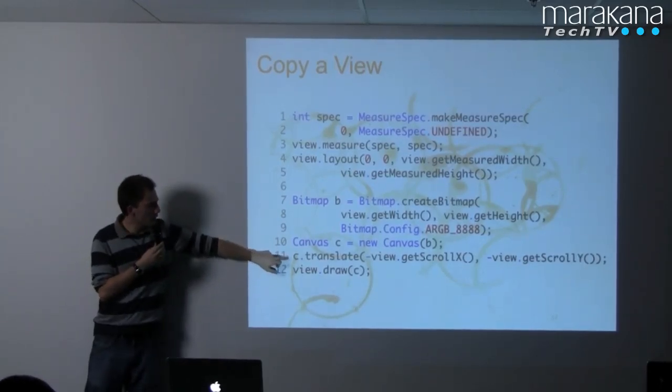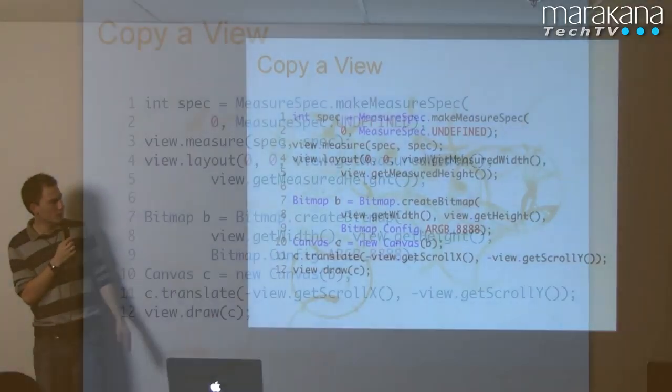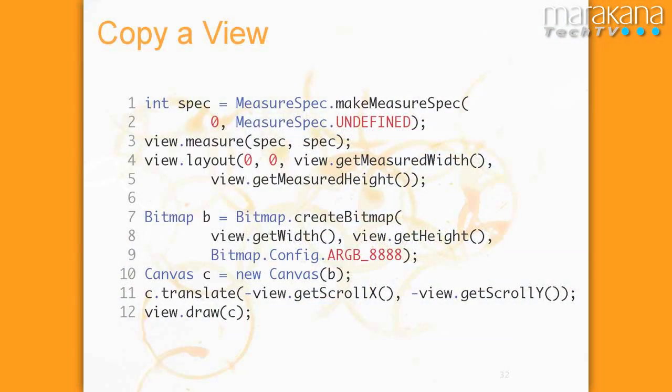The only trick here, line 11, we call translate, and we translate by view.getScrollX and getScrollY. So if you're drawing a view like a scroll view or other views like that, even a text view, they have an offset called scroll that they use internally, and you have to take it into account. Otherwise, you will see the wrong part of the view.